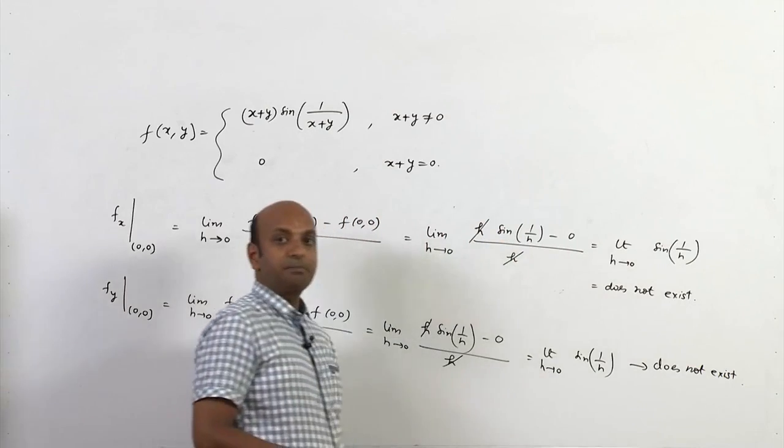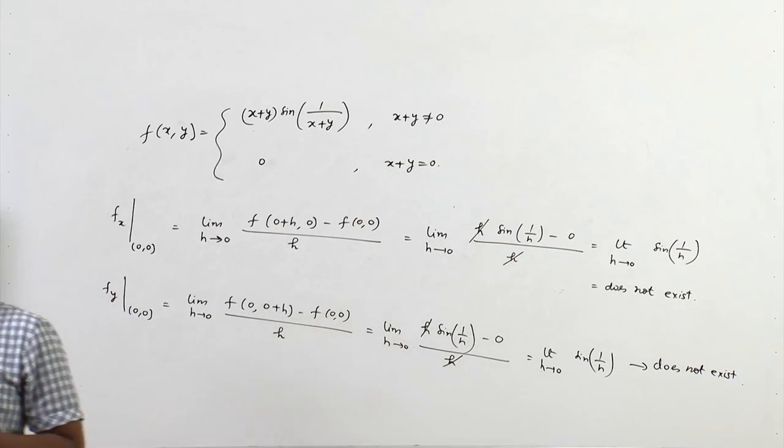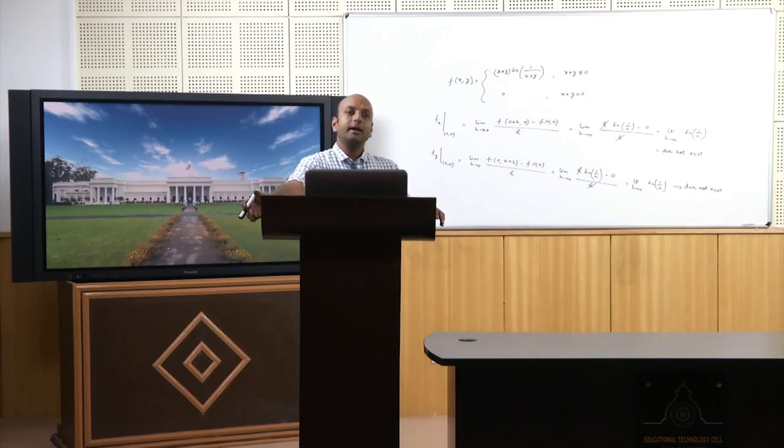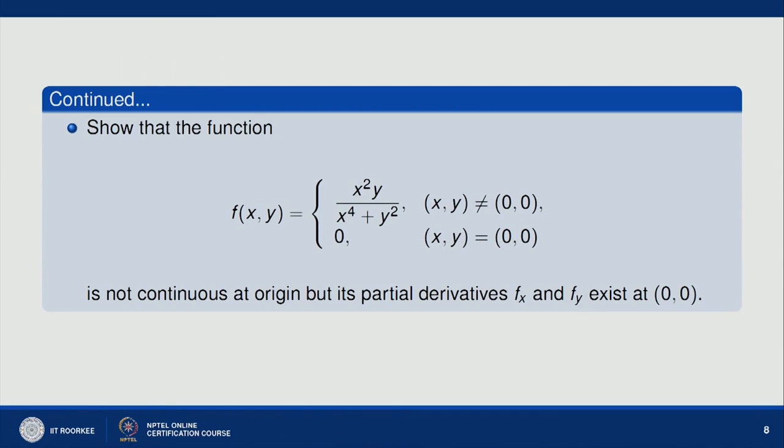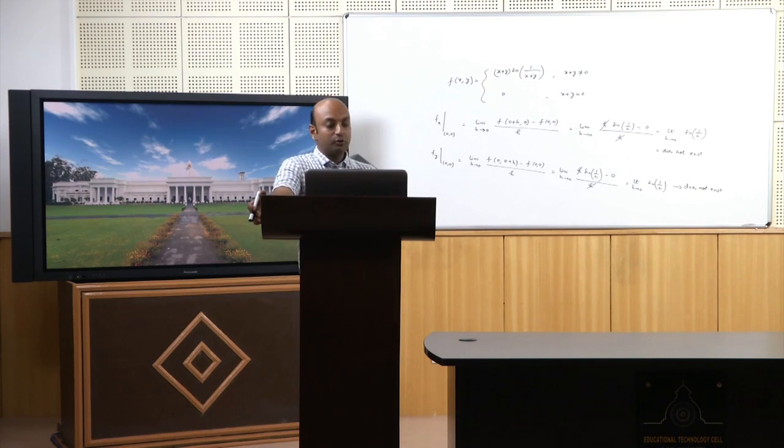So, by this example we have seen that if a function is continuous at a point, it does not mean that the first order partial derivative exists at that point. Okay. Now, another example. Using this example, show that a function is not continuous at origin, but its partial derivatives f x and f y exist at origin. Okay. So, first we will prove this.